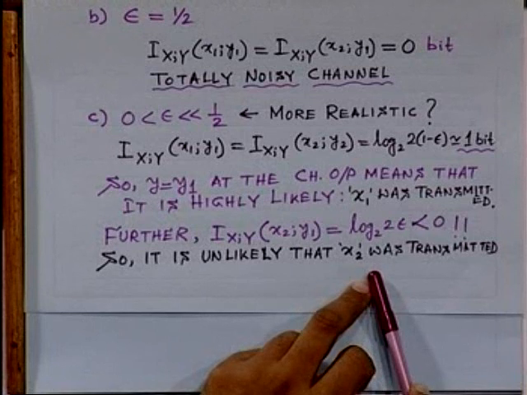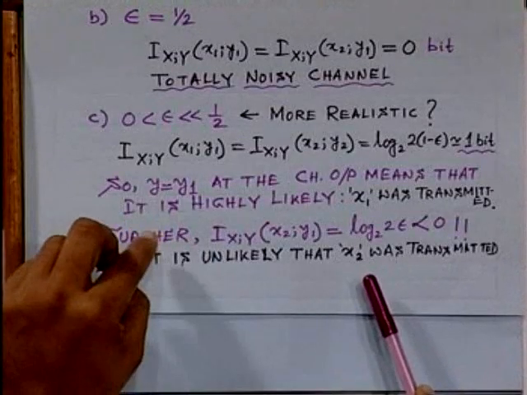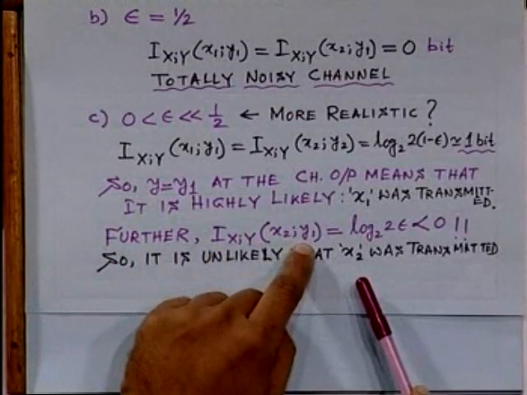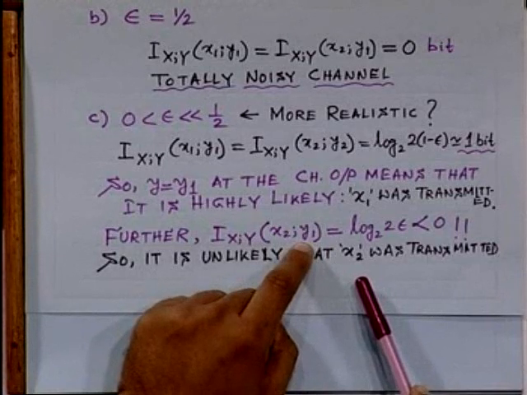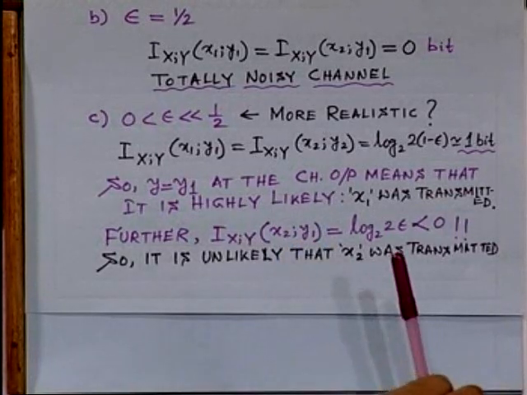So, what is the point of saying that it is less than 0? Still I have got information. But this information you got only after observing y equal to y1, and please note that for y equal to y1 the probability was high, half. That is how the mutual information became negative.